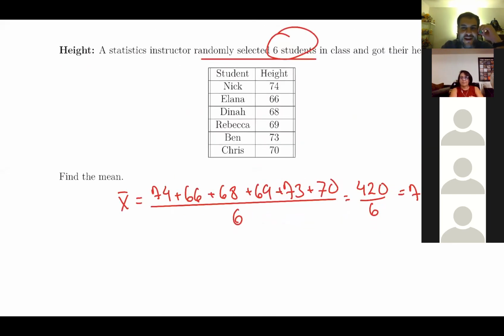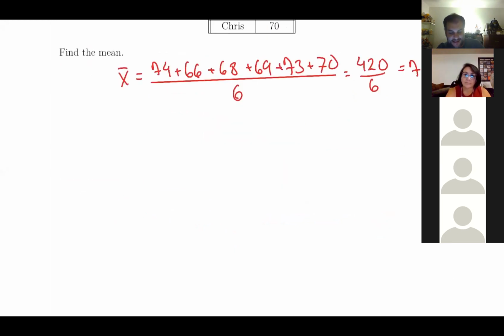Oh, that's weird. Any question in regard to the second problem? All right, so let's move on down.